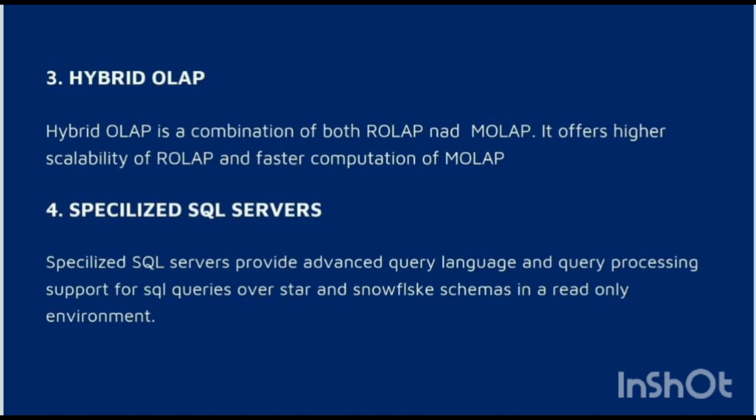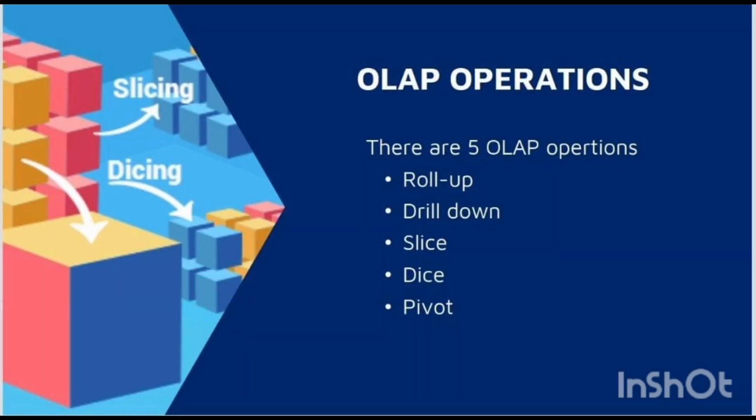And fourth one is specialized SQL servers. Specialized SQL servers provide an advanced query language for supporting SQL queries over the star and snowflake schemas. We all know star and snowflake schema. What is meant by star and snowflake schema is star schema is used to store the data in tables using dimension and fact table, and snowflake schema is also containing the fact and dimensional table, but also containing the subdimensional table. And let me enter into the OLAP operations.